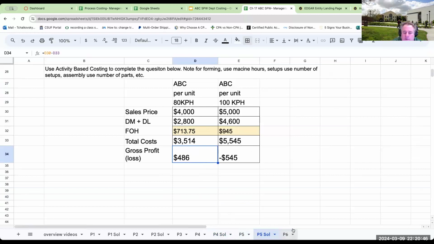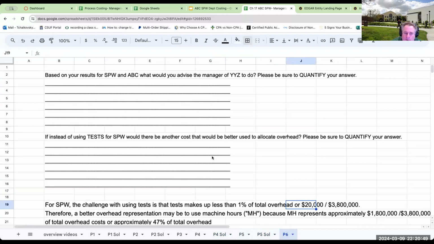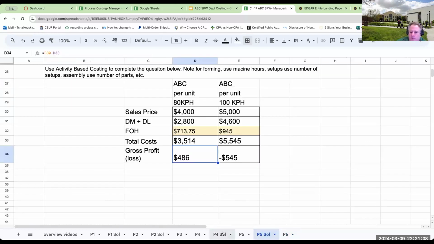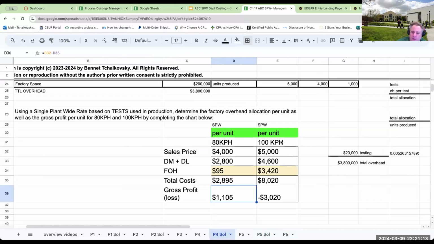But let's now go through and take a look at problem 6. Based on our results for single plant-wide and activity-based costing, what would we advise the manager of YYZ to do? Okay, so a few things. The one thing that stands out, the one thing that we have to be the most concerned about is that the 100 kph, no matter which method we're using, is operating at a loss.